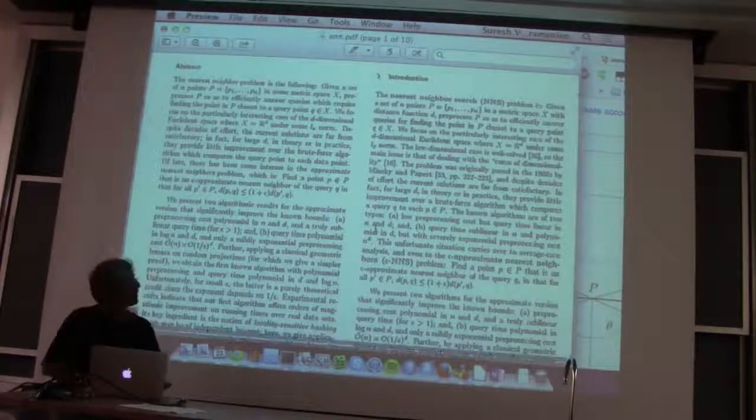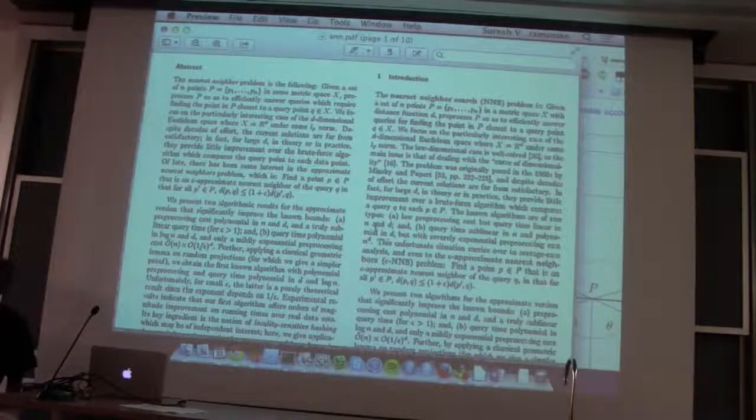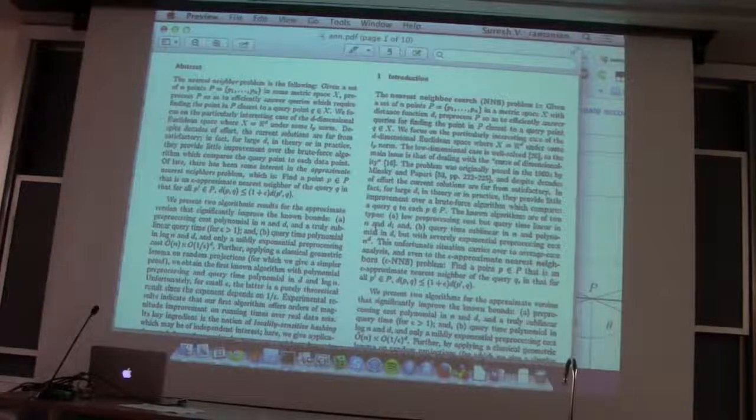Okay, we focus on the particularly interesting case. What is so particularly interesting about this case? Someone claims it's interesting, this is marketing, I don't care. The d-dimensional Euclidean space where X is equal to R^d. So I got the d-dimensional Euclidean space. Did you all get the d-dimensional Euclidean space? More or less? Enough to go on? Yes.